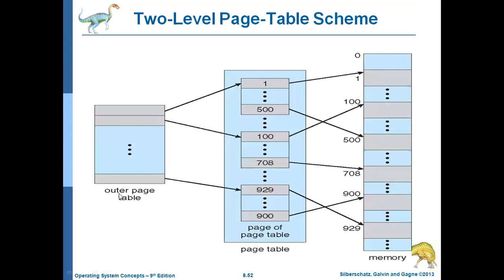This is one process's outer page table, and this is another process's page table. A page table is paging another table, and it has been pointed to. You can see this page is triggered at these two locations, 100 and 708, like this, 929, 900. This is the physical memory, this is a page table, and this is the outer page table.